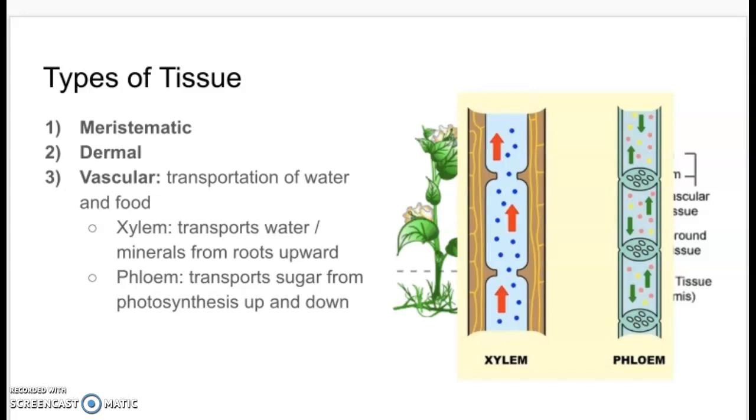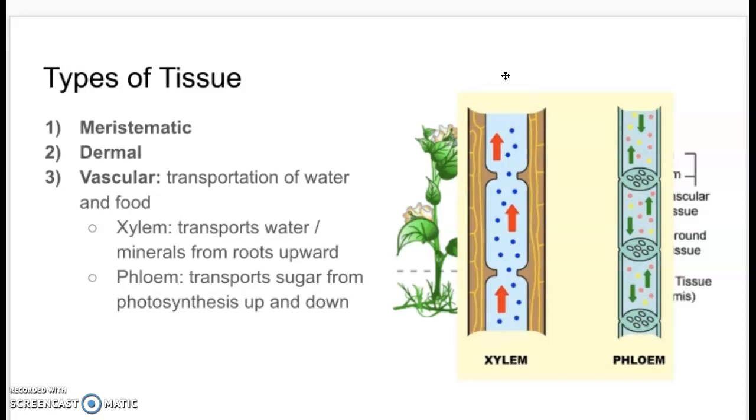The xylem transports water, and we talked about how water gets transported from the root up to the rest of the plant. So think of xylem as a one-way road. It's going in one direction, so it's a one-way street, so it can only go up. The phloem transports sugar and other types of nutrients. The phloem, however, can actually transport in both directions.